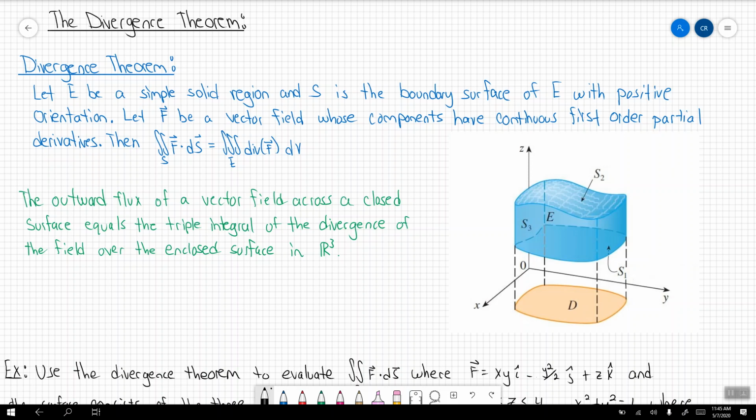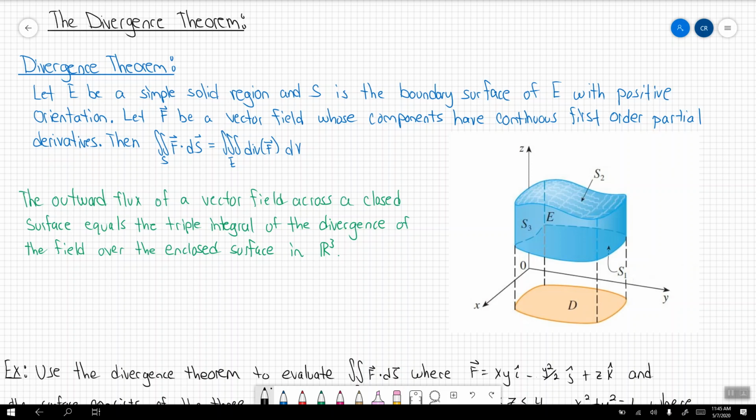Hi everyone, welcome back. This is going to be the last section for multivariable calculus, and this section is known as the divergence theorem. We're going to start by working with that theorem, and that theorem says: let E be a simple solid region in R3 and S be the boundary surface of E with positive orientation.